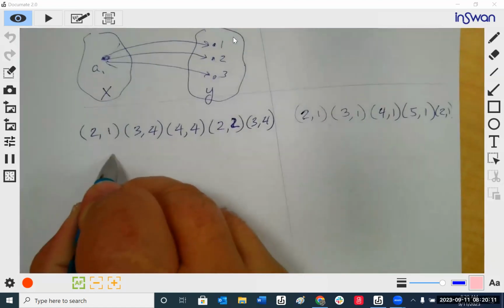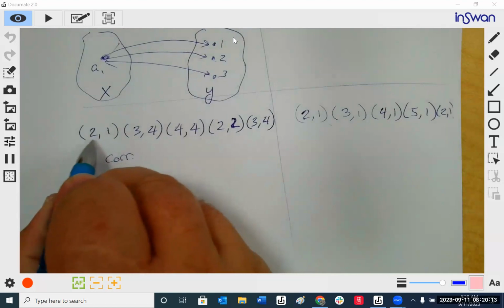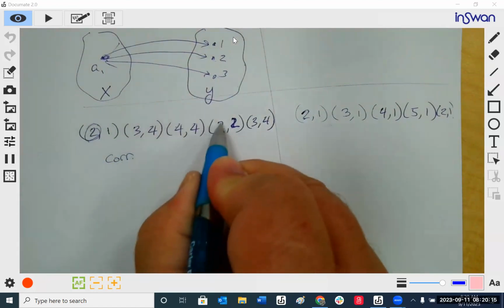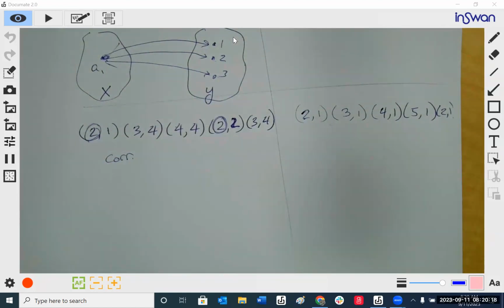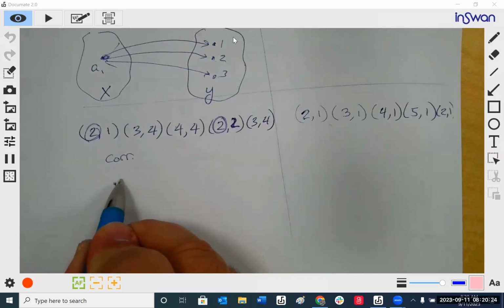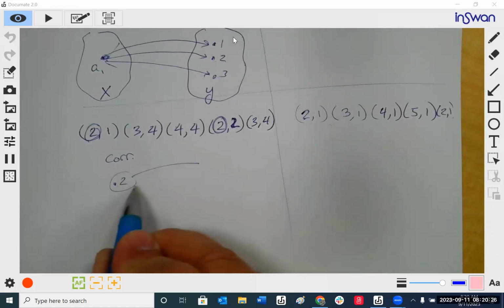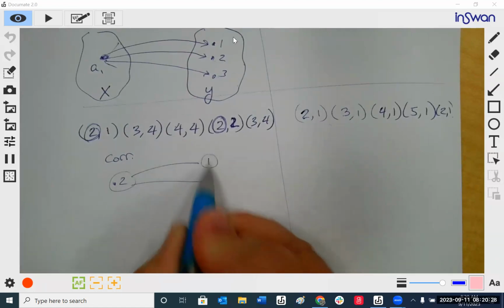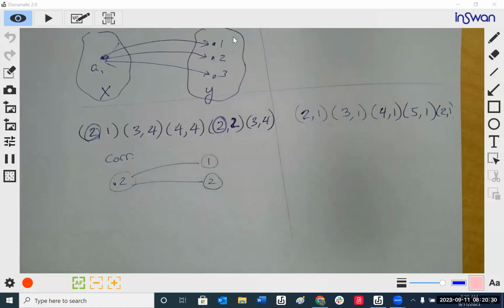So this is a correspondence because this value of x and that value of x are the same. Are the y values the same? No. So what that means is you have person 2 communicating to 2 different people. So it's a correspondence.